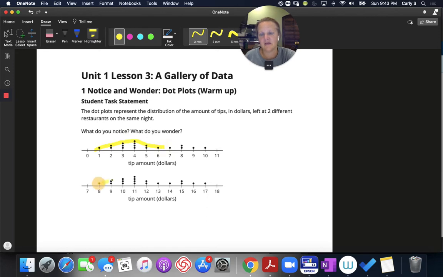Okay, so distribution, same shape distribution. Same shape distribution, but what is different? Okay, same shape, but what is different?